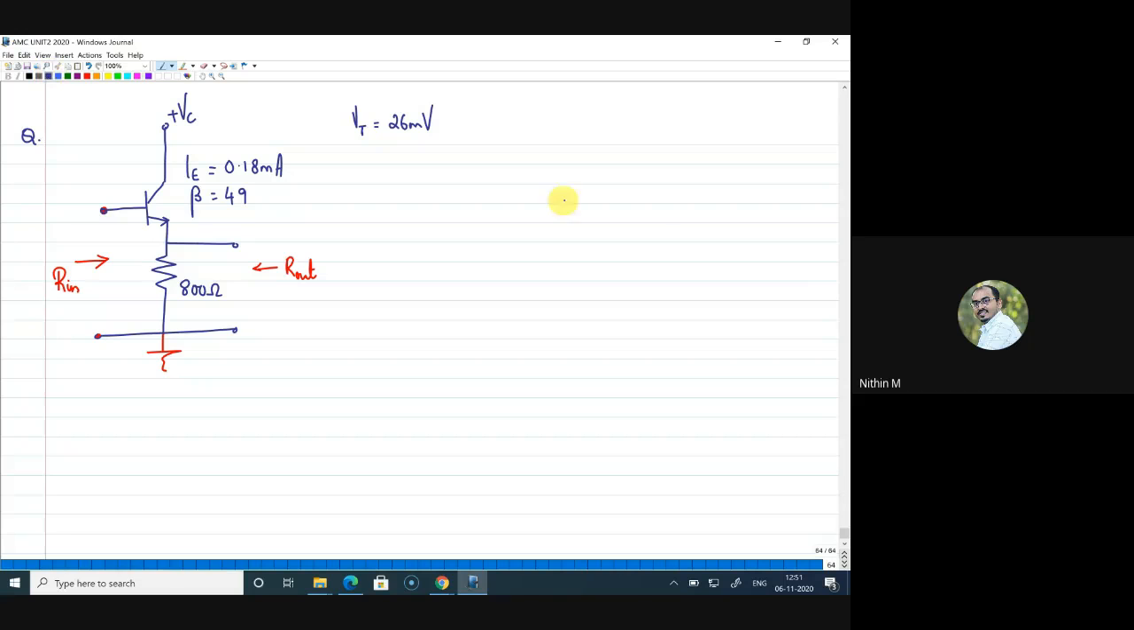So I will replace the transistor with its equivalent. This is r pi, this is gm v pi. Right, this is the equivalent of the transistor. There is no information about r naught, so I will not include that. Now I have to add an external resistance, which is 800 ohms here.